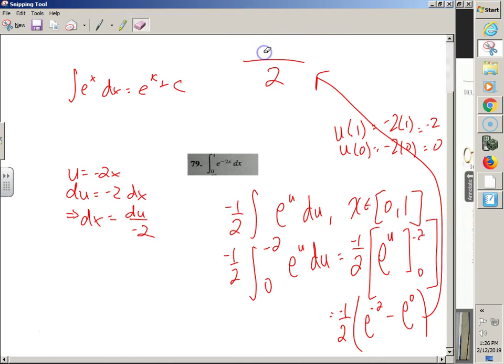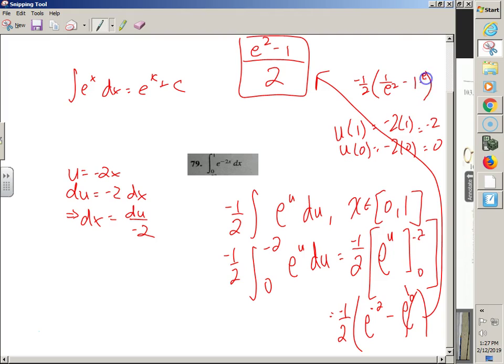I did too much mental math. What did I do along the way? Whoa! That, not the same. Yeah, it is. I hope. E to the 0, you guys just told me is 1. True? Couldn't I rewrite this to be negative 1/2 times 1 over e squared minus 1?